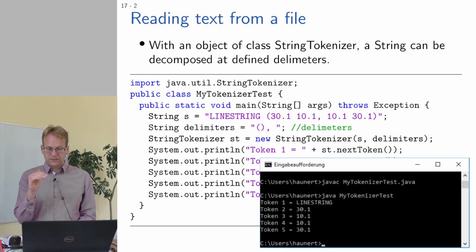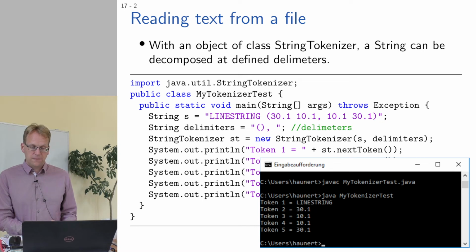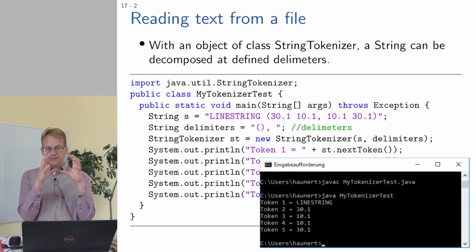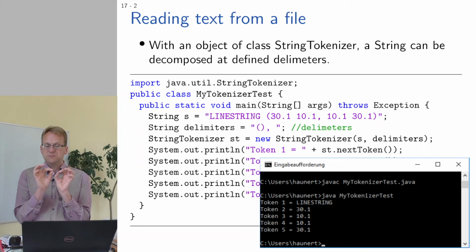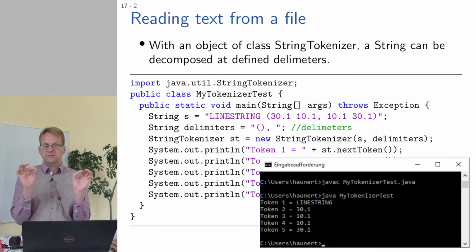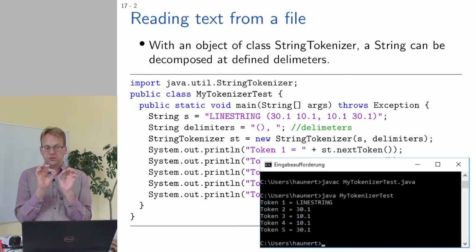First token is line string, second token is 30.1, third token is 10.1, fourth token is 10.1, and fifth token is 30.1. So with that I have nicely partitioned my given string S into the interesting pieces, and the delimiters have been ignored, or understood as separators between 2 consecutive chunks, or tokens, of my string.